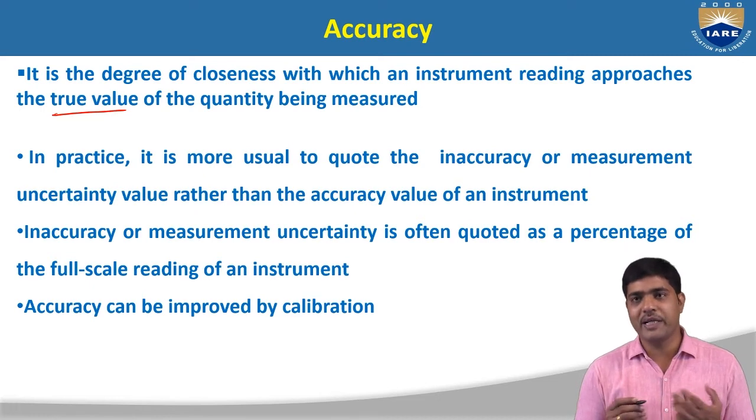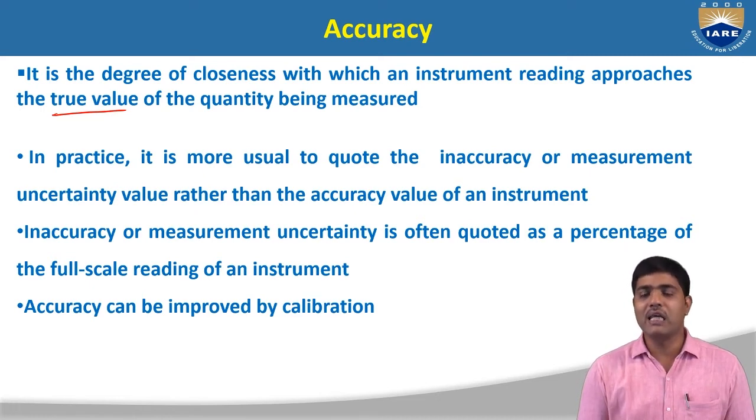Once you have calibrated your instrument and you measure any variable through it, whatever value you get we call the measured value. If the measured value is very close to the true value, then you can say that the instrument has more accuracy. Generally, in measurement systems, instead of talking about accuracy, most of the time we quote the inaccuracy or measurement uncertainty. If it is not measuring properly, you can say the instrument is more inaccurate, or the measurement has uncertainty. Inaccuracy or measurement uncertainty is often quoted as a percentage of the full scale reading of an instrument.